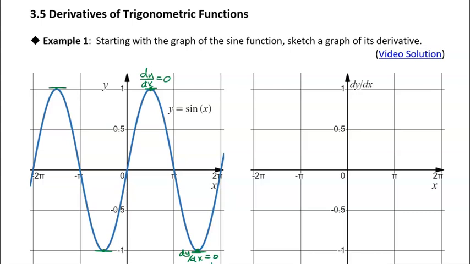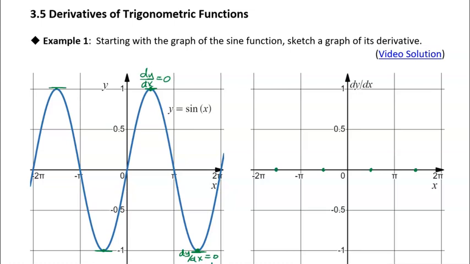So we can plot where those zeros are. It looks like it's halfway between negative pi over 2 and negative pi, right? And then we have another 0 here. So that's got to be pi over 2. Sorry, negative pi over 2. This would be pi over 2, and this would be 3 pi over 2, right? So we have the zeros graphed.